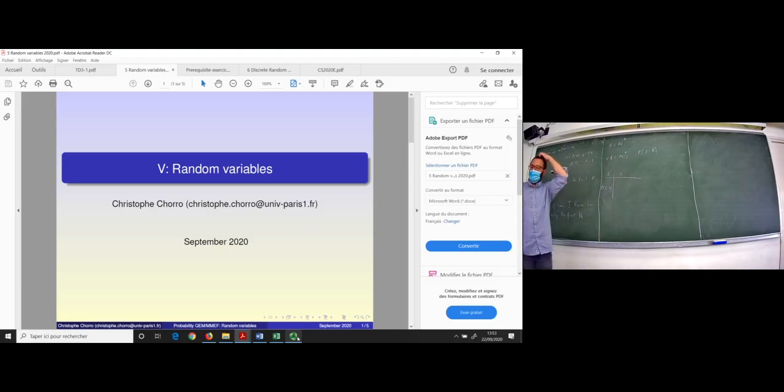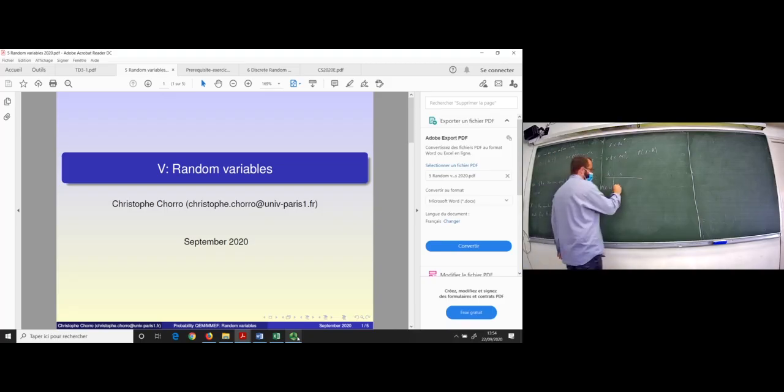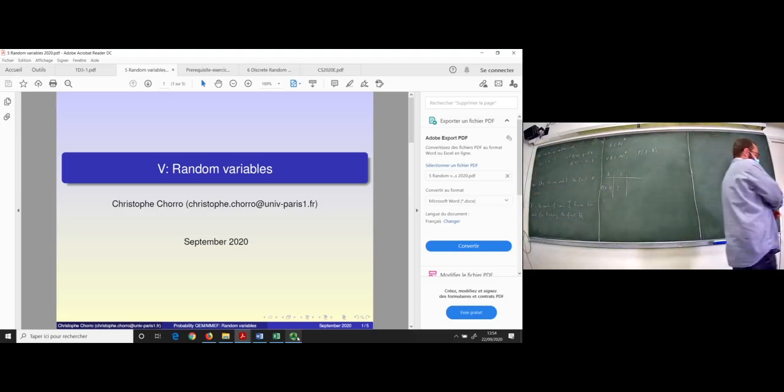So k equal to 1 means that I obtain head on the first toss. What is the probability to obtain head? It's not necessarily 1/2. It's 1/2 if my coin is fair. If it is unfair, it's just p, because it's the probability of head. And after that I stop. What is the probability that x is equal to 2?